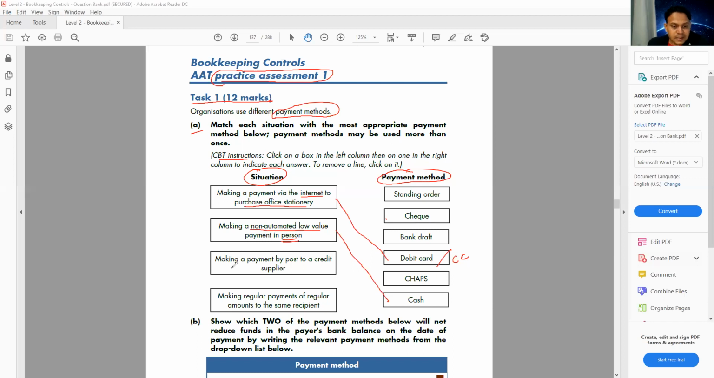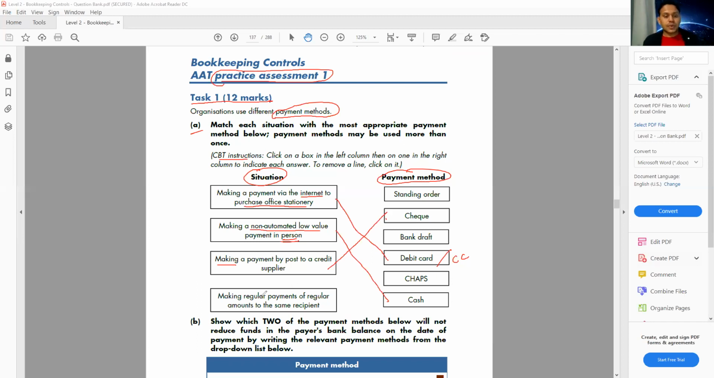The next one is saying making a payment by post to a credit supplier. What is the best way to make a payment through post? Now, of course, we don't post cash. Of course, we don't post our debit cards. We don't post the bank draft. Only the one thing we can post, that is check. This is the most suitable way. When you need to make a payment by post to the supplier, you can use the check.